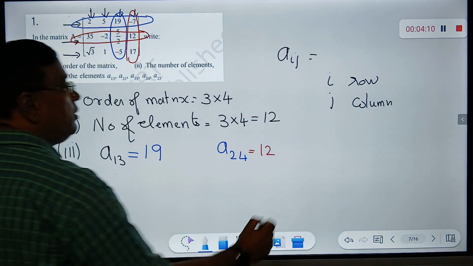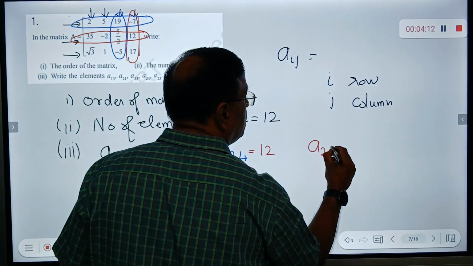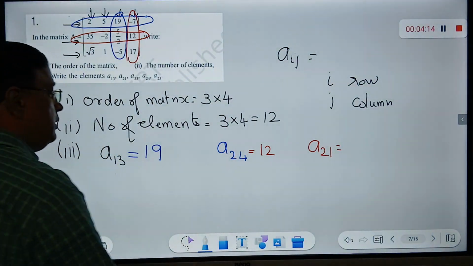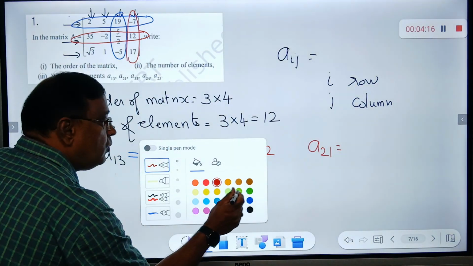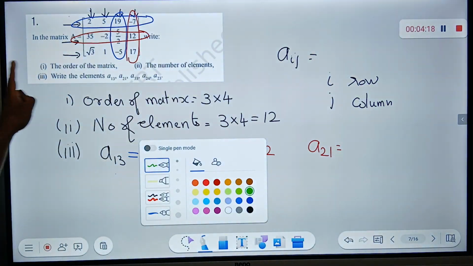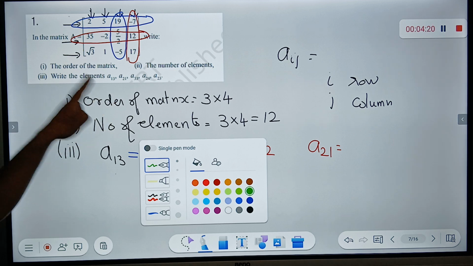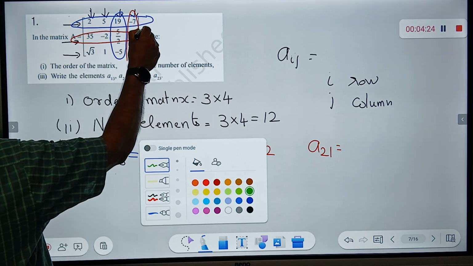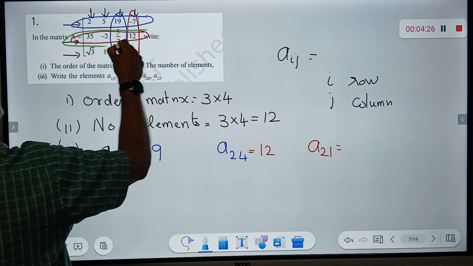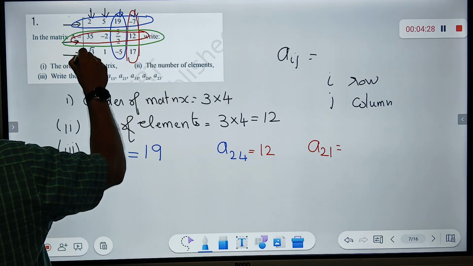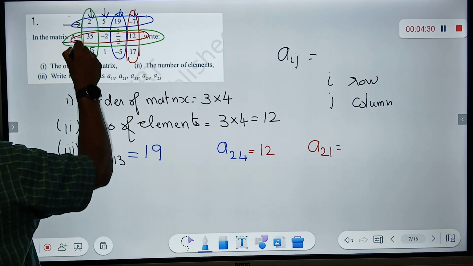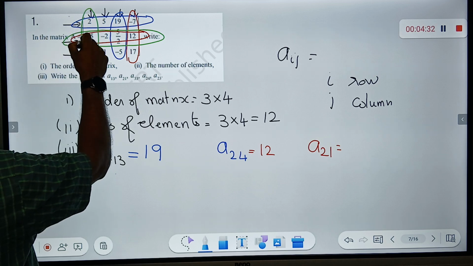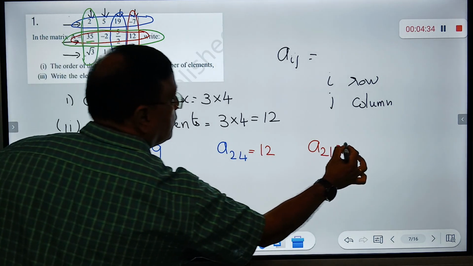We'll try one more if you want. You can try A21. What is A21? Yes, A21 is nothing but second row, first column. Okay, this is the second row, first column. So what is the second row, first column? Where is the overlap? Overlap happens at 35.